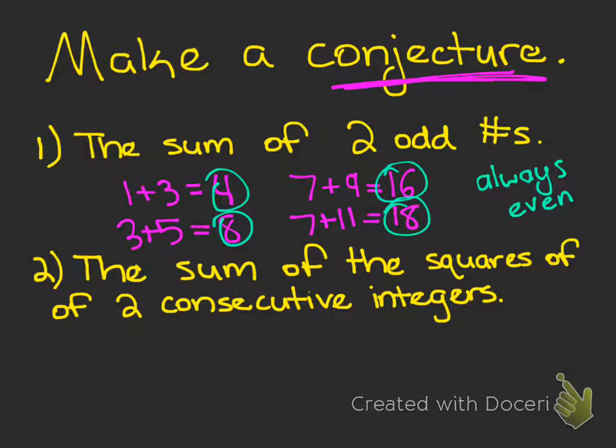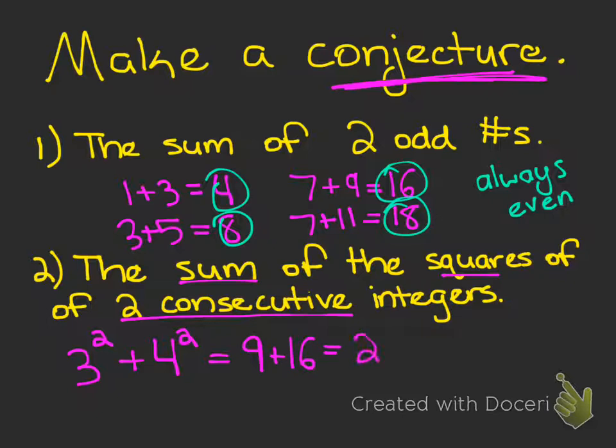Number 2 says the sum of the squares of 2 consecutive integers. Now this one may seem a little bit more complicated. So the sum, so we're adding things together, of the squares, so we're also squaring things, of 2 consecutive integers. So for instance, 3 and 4. Those are 2 consecutive integers. So let's see what that is. So that would be 9 plus 16. 9 plus 16 is 25.